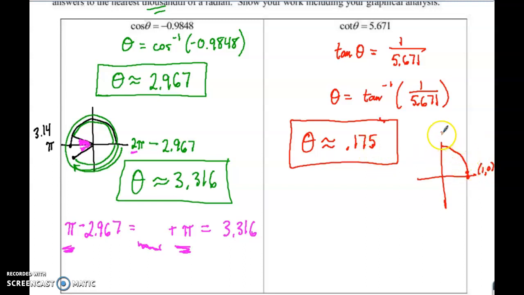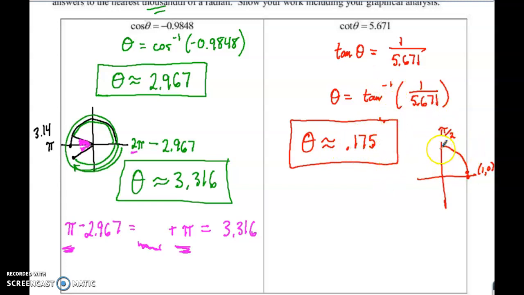And remember, this is pi radians, and over here is pi over 2 radians. Now, pi over 2 is whatever 3.14 divided by 2 is, about 1.57. So obviously this answer should be between 0 and 1.57.